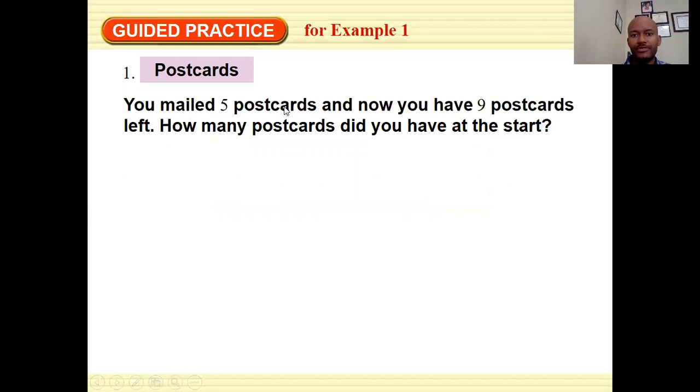Now you mail 5 postcards, and now you have 9 postcards left. How many postcards did you have at the start? You had X amount of postcards at the beginning, you subtract the 5 you mailed, and you end up with 9. So you're doing the inverse operation. You add 5 to 9 to find out how many you had at the start. So your answer would be 14.